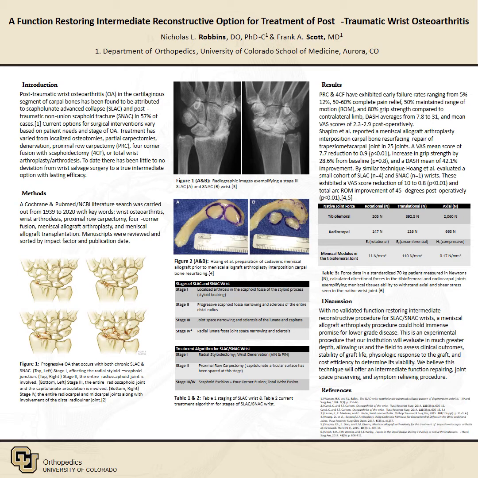Shapiro et al. reported a meniscal allograft arthroplasty interposition carpal bone resurfacing repair of the TMC joints in 25 wrists. A VAS mean score of 7.7 reduction to 0.9 with a p-value of less than 0.01, increase in grip strength by 28.6% from baseline, and a DASH mean of 42.1% improvement.